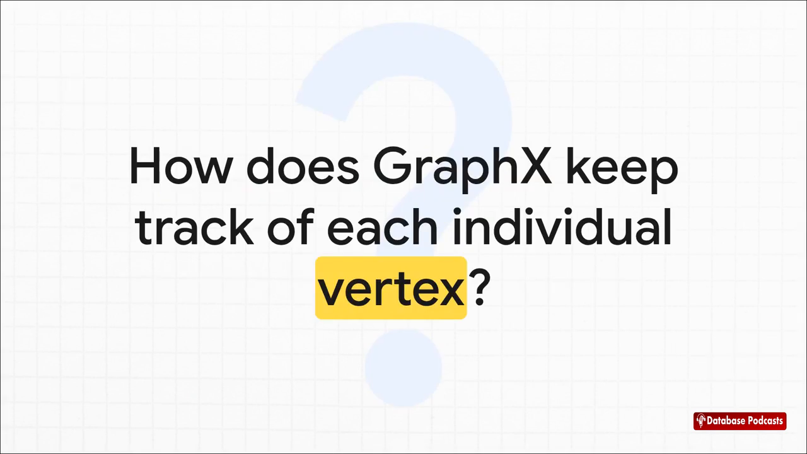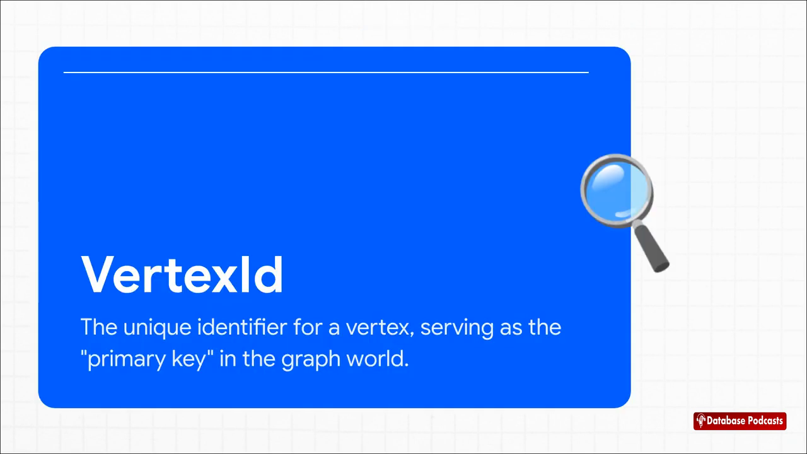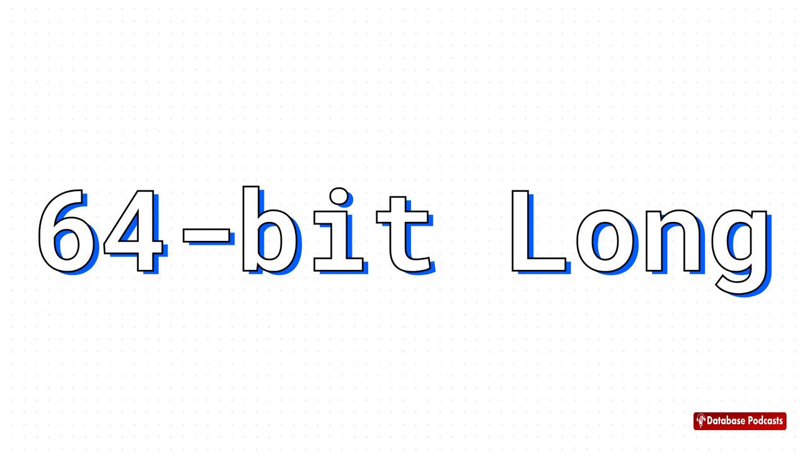Okay, but if you're coming from that database world, I bet you're wondering, what about primary keys? How in the world does the graph know which vertex is which, especially when everything's spread out across a cluster? The answer is something called the VertexId. And honestly, you can think of it exactly like a primary key. It's that unique identifier that guarantees we can find any specific vertex in our graph, no matter how ridiculously huge it gets. And believe me, GraphX is built for scale.